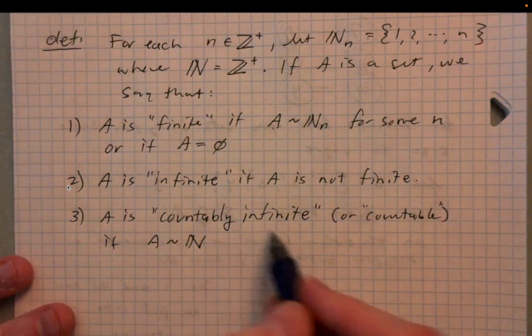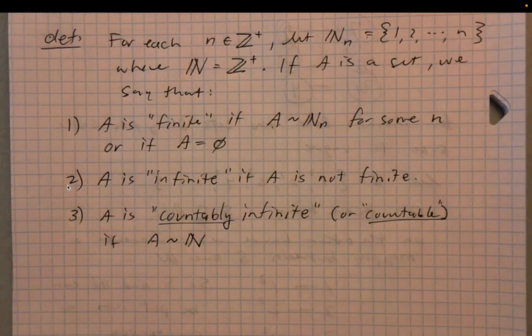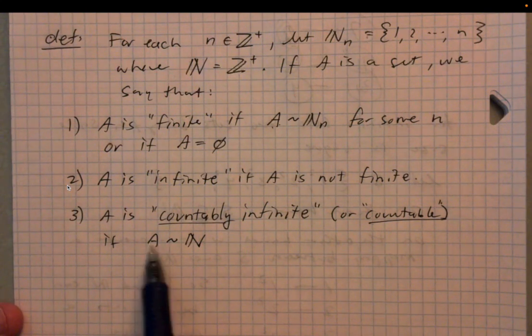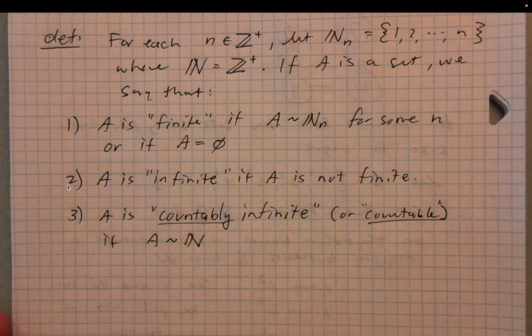So we've defined a shade of infinite called countable. In order for a set to be countably infinite, there has to exist a one-to-one and onto function between your set A in this case and the natural numbers. So 1, 2, 3, 4, 5 up to infinity.